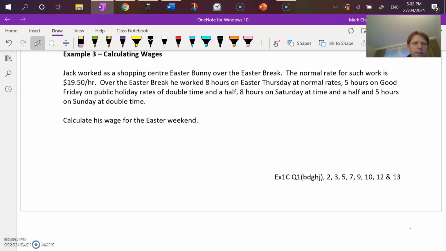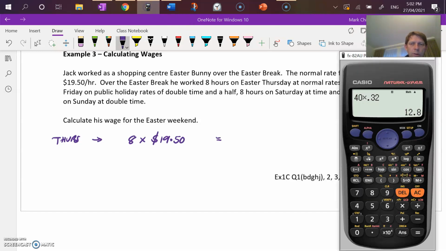So let's just break this up and go day by day. Thursday, he gets 8 hours, and he gets paid $19.50 an hour. So we'll work out what he earned on Thursday to start with. 8 times 19.5 gives me $156.